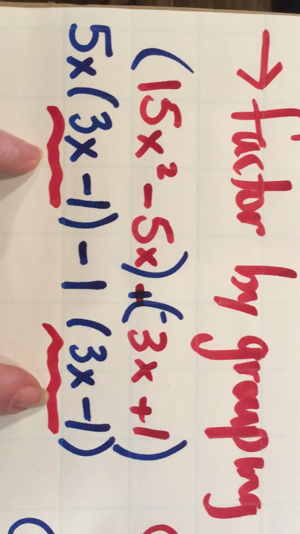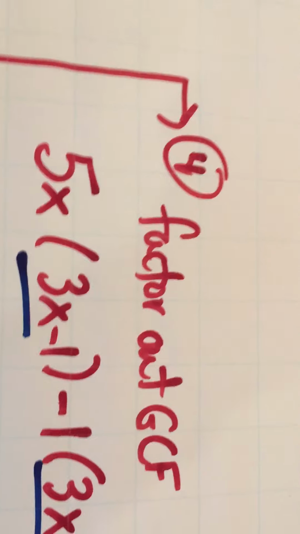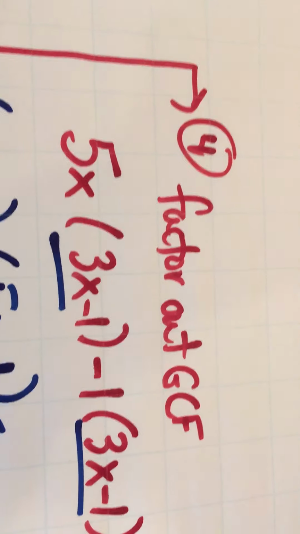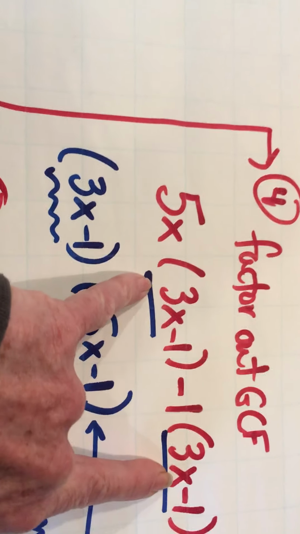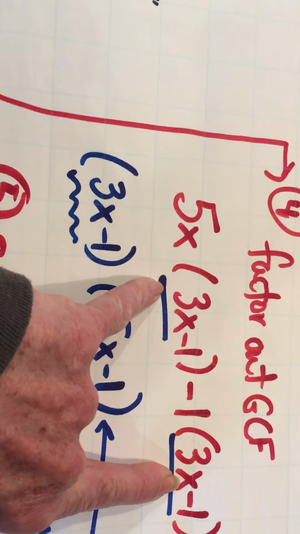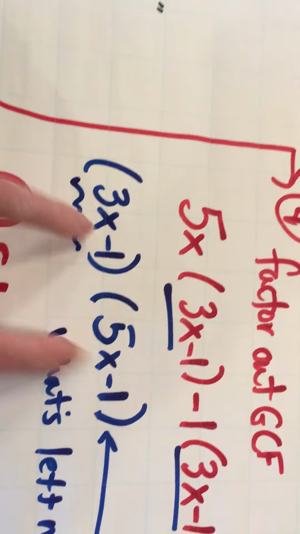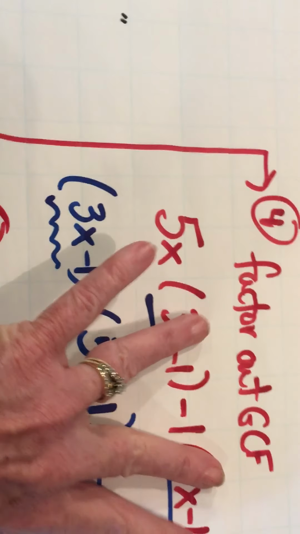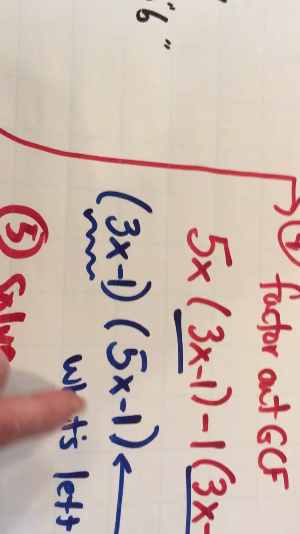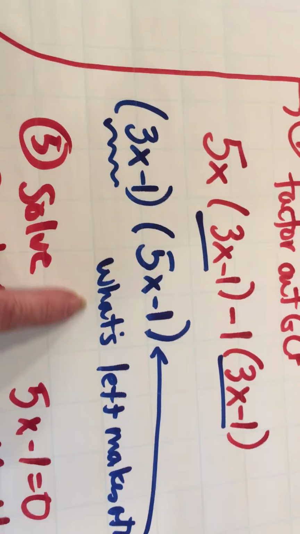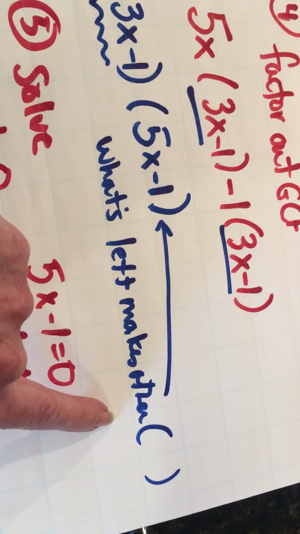Okay, step number 4. What is the greatest common factor, or what is the same on both sides of the subtraction sign? And that is our 3x minus 1. When we factor out our 3x minus 1, it comes out. What's left, I'm going to take my fingers here and try and cover what we factored out. What's left is your other parenthesis of 5x minus 1.